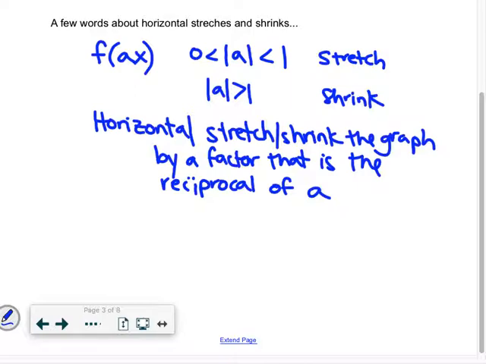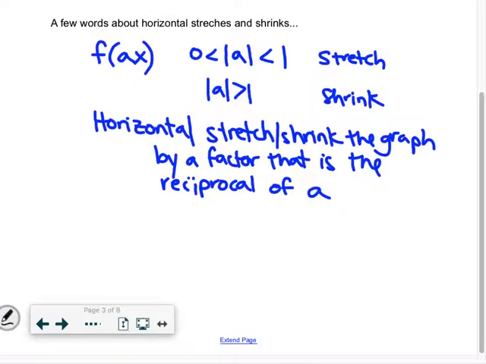And then when I'm describing the transformation, or actually doing the transformation on the graph, a horizontal stretch or shrink is going to be with a factor that is the reciprocal of whatever that a value is. So if I'm saying that I'm horizontally stretching because I see a 1/2 in my function, then it's stretched by a factor of 2, the reciprocal of 1/2. So I'm going to put some examples up here.